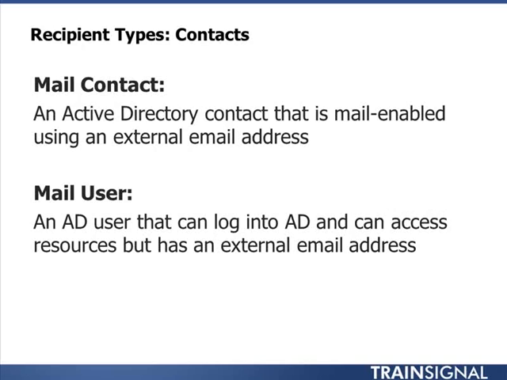So they might have, again, a yahoo.com, a hotmail.com, whatever's the case. And so their mailbox is taken care of by someone else. You simply provide the external email address, and now they can be part of the address lists and part of a search that a user can do in order to send email. So two different types of contacts, with the one big difference being that the mail user can actually log into Active Directory and have access to resources.